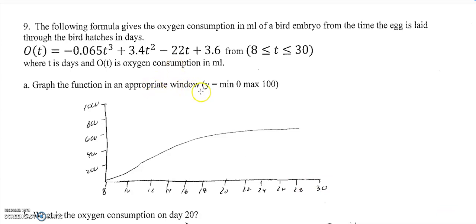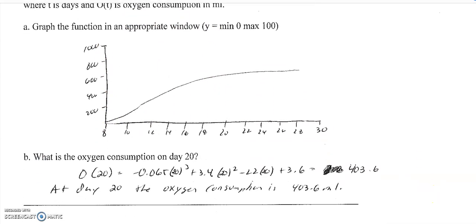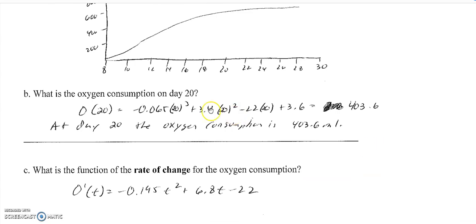So we're given that the window for x is 8 to 30 days, and then the y range is from 0 to 1,000. So our y minimum is 0, our y maximum is 1,000, and then we graph the original function. You can see how it changes. So if I want to find the oxygen consumption on day 20, you take 20, plug it into the original function, and you get 403.6. So at day 20, the oxygen consumption is 403.6 milliliters.